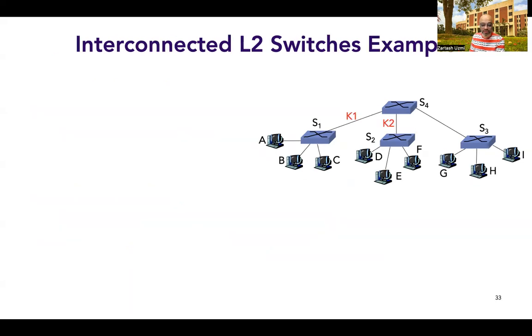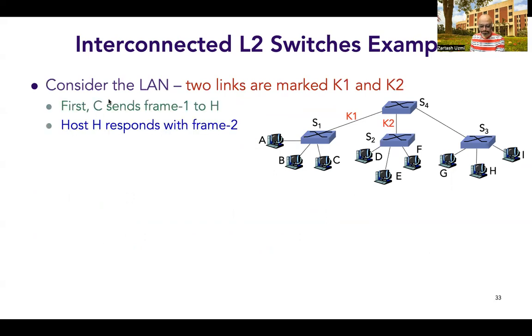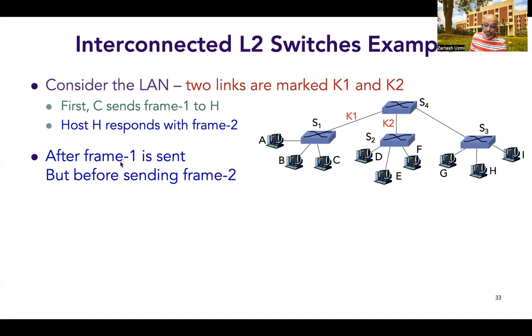So we have this example. Consider this local area network in which we have two links marked K1 and K2. Let's say, first of all, host C, which is here, sends a frame 1 to host H. C is sending a frame to H. Host H will respond with frame 2. So two frames are sent, frame 1 from C to H and frame 2 from H back to C.